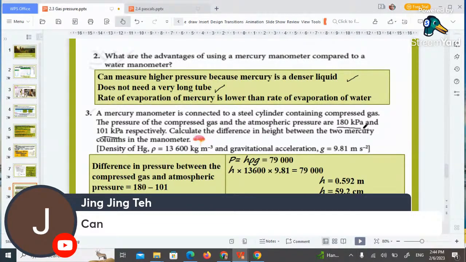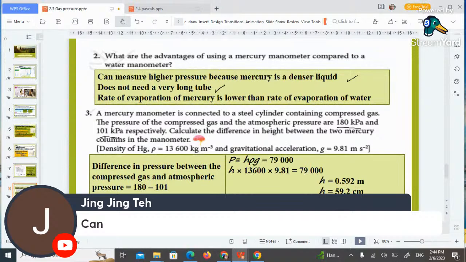This is the pressure of the gas, this is atmospheric pressure. Calculate the difference in height between the two mercury columns. The difference in pressure between the compressed gas and atmospheric pressure equals 180 minus 101, which equals 79 kilopascal. The unit is kilopascal. Change to Pascal: 79,000 Pascal.